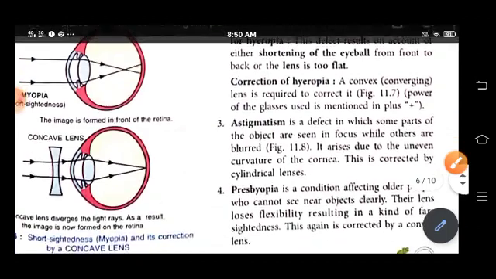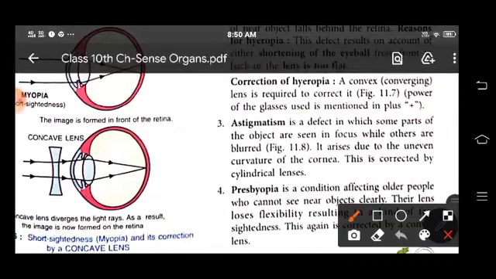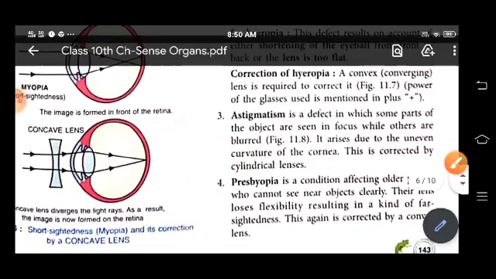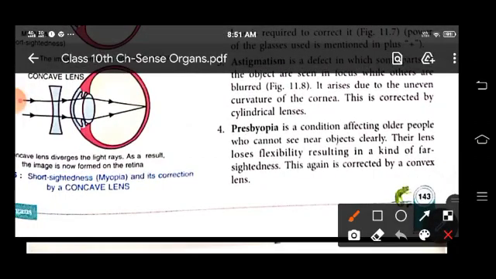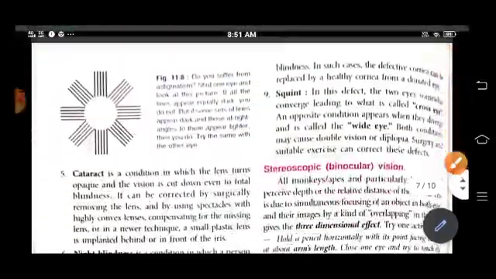Now astigmatism is a defect in which some parts of the object are seen in focus while others are blurred. This is due to the uneven curvature of the cornea, and this is corrected by a cylindrical lens. Presbyopia is a condition which affects older people and they cannot see nearer objects clearly. Their lens loses flexibility, resulting in a kind of farsightedness. This again is corrected by a convex lens.